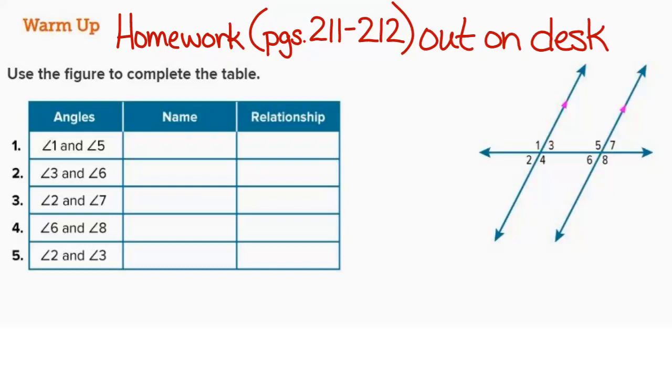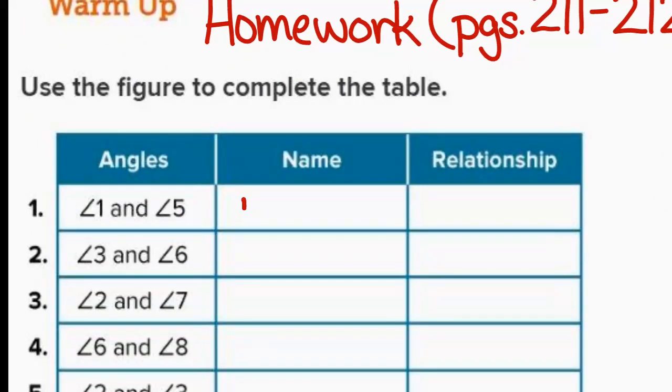All right. So angles 1 and 5. Here's angle 1. Here's angle 5. What would you call that angle pair? What is the name for that pair? Corresponding. And what's the relationship for corresponding angles? Are they congruent or supplementary? These are congruent.